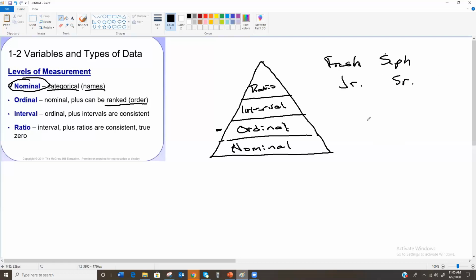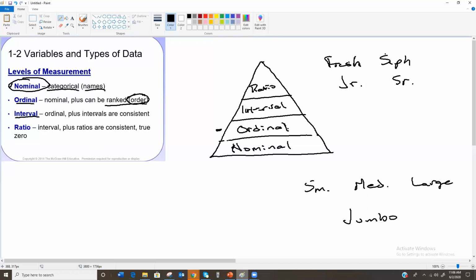If you're looking at a drink you're buying, a small is going to be less drink than a medium, is going to be less drink than a large, is going to be less drink, because we live in the United States, than a jumbo. Okay, so we could put these words in order. So these would be considered ordinal, even though they don't have numbers with them. So nominal is usually just a name. Ordinal, you can put in order. That's where the name comes from, ordinal.